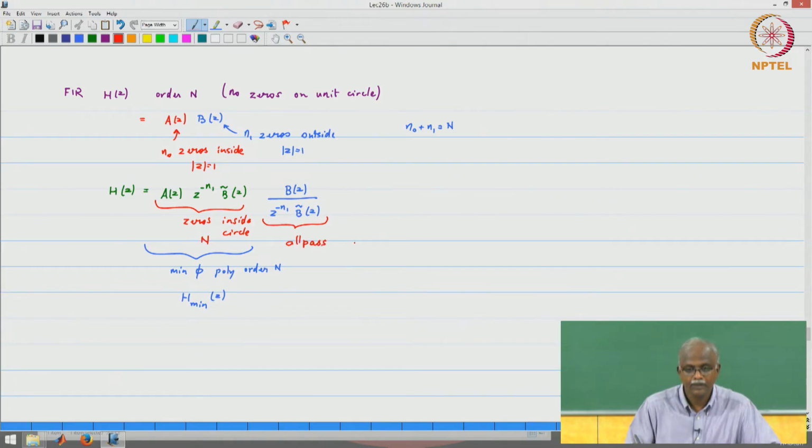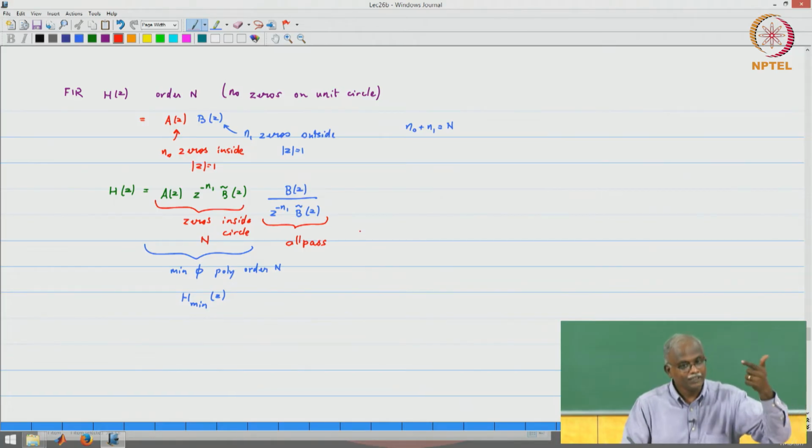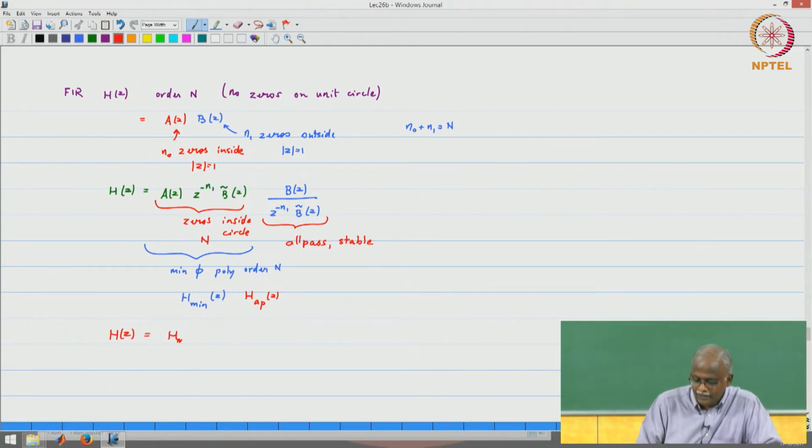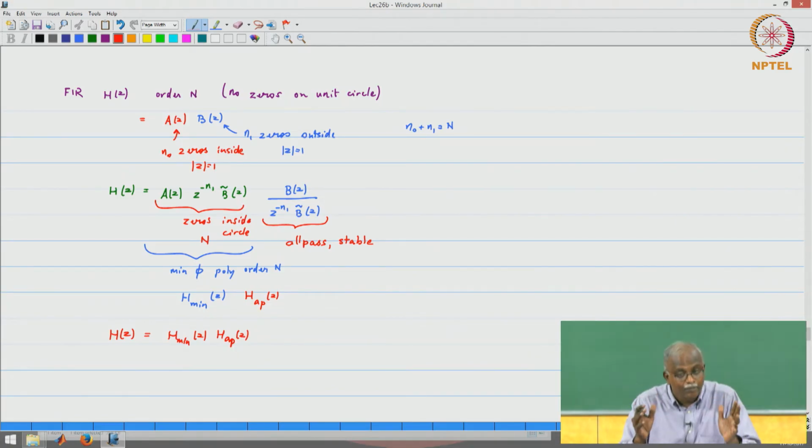Correct. Now this is an all pass. Is it stable? The zeros of B of Z are outside the unit circle. The paraconjugate will have zeros inside the unit circle. So therefore this is a stable all pass, and all pass means magnitude equal to 1. So this is H AP of Z. This is where the statement comes from, where we say that any FIR transfer function can be written as H min of Z times H AP of Z, where H AP is a stable all pass transfer function.